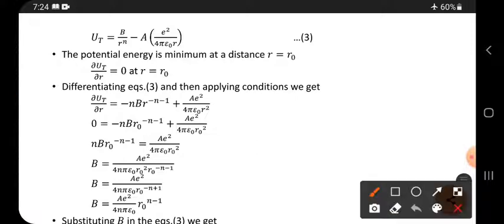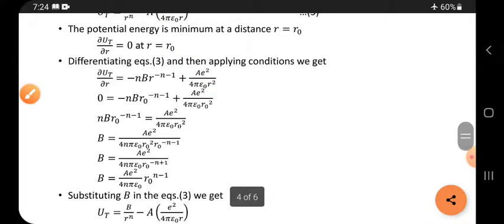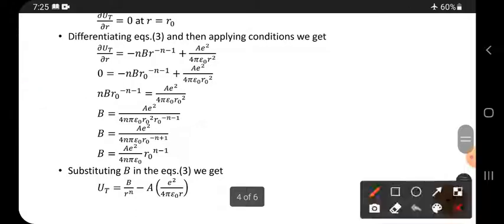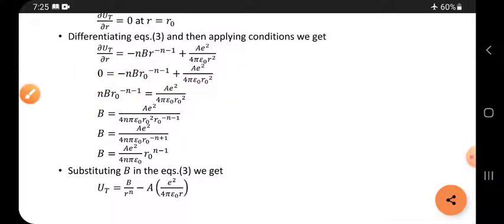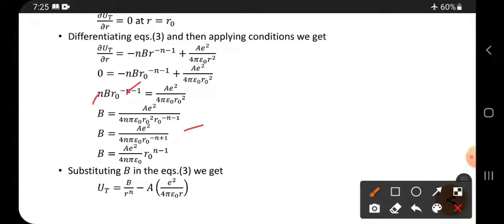Next, 1 by r can be differentiated as minus 1 by r square. Already a minus is there, so minus minus gives plus by r square, and the remaining terms are constants. Here dU by dr is substituted as 0. Now bring the negative term to this side, and it becomes positive. Keep B here, and bring n and r power minus n minus 1 to this side. These two are multiplying, and on this side they divide.